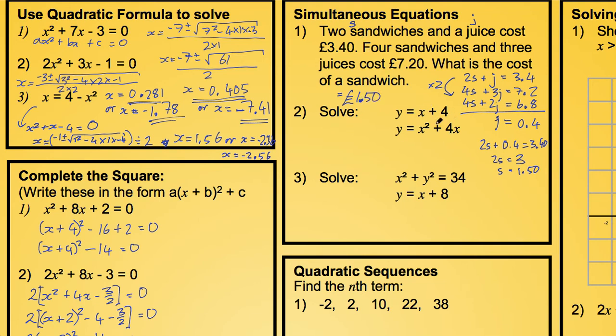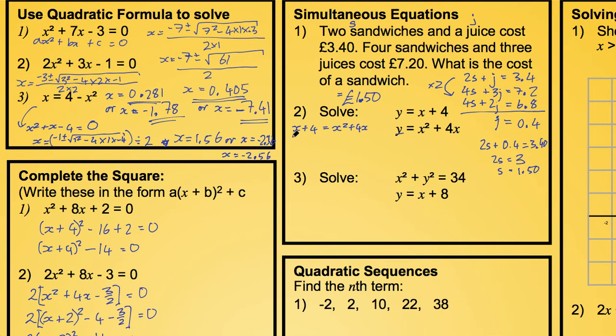This next one is solving simultaneous equations where one is a quadratic. In order to do that, I have to, in some way, replace an x or a y with the other equation. So in this case, because I've already got written y equals x plus 4, I'm just going to replace this y with the x plus 4. That gives me x plus 4 equals x squared plus 4x.